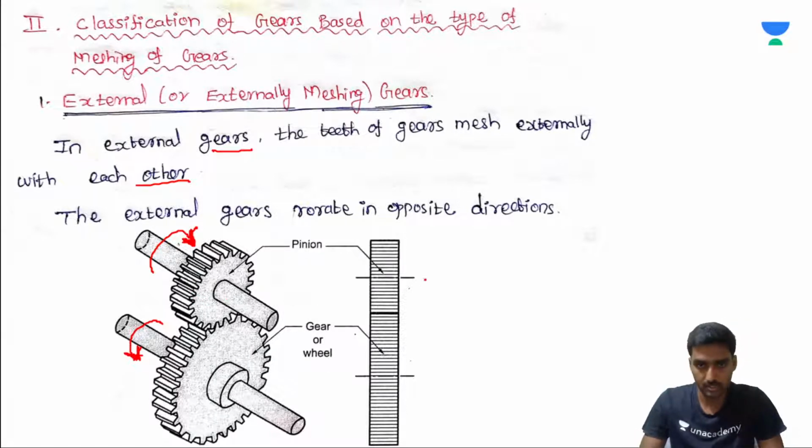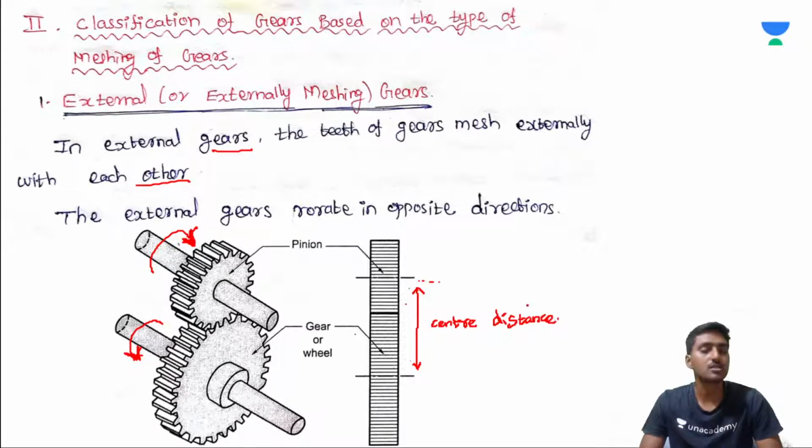Look at this, it's a pinion, and here is what is called the center distance, the distance between the two meshing gears. This distance between the two shaft axes is called the center distance.